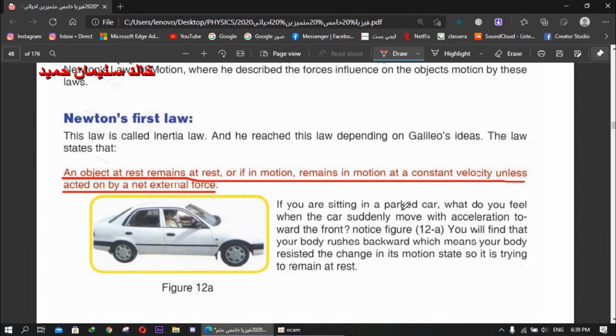Newton's first law states that an object at rest remains at rest, or if it is in motion, remains in motion at a constant velocity unless acted on by a net external force. So if there is no external force, the moving body will remain moving and the body at rest will remain at rest.